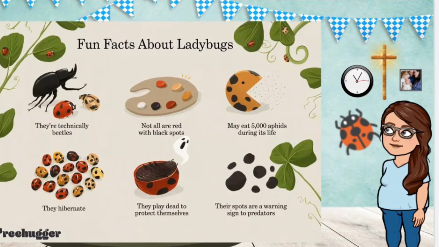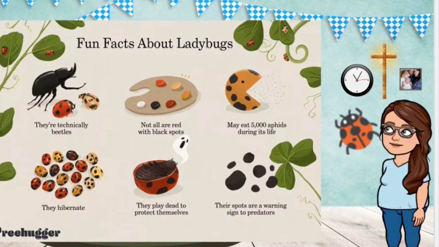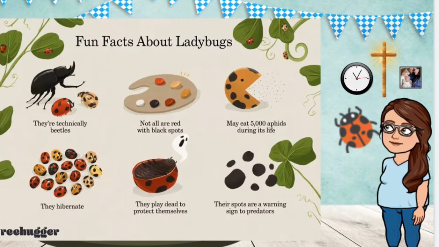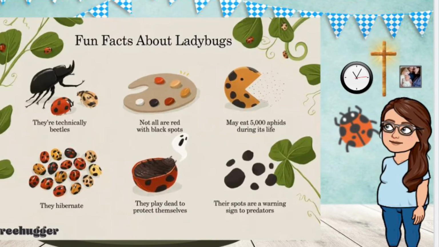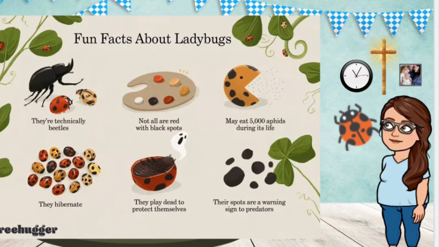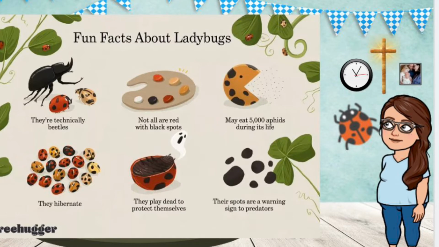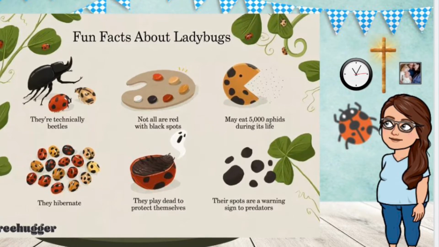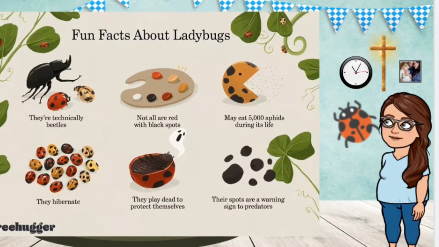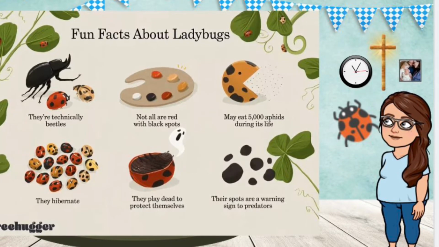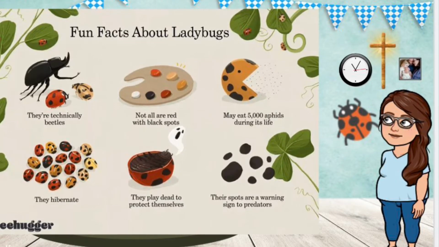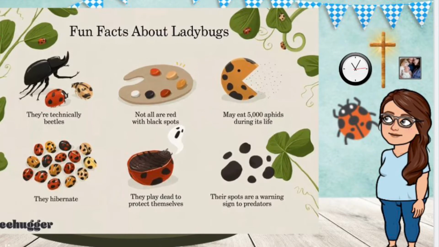Before moving on, I wanted to show you some fun facts about ladybugs. Did you know that they're technically beetles? That was news to me today. Not all ladybugs are red with black spots, but today ours will be. They eat as many as 5,000 aphids during their life. Did you know that they hibernate over winter, which means they go into a deep sleep? They also can pretend to be dead to get away from different predators. The spots are supposed to warn predators that these guys are not good to eat.